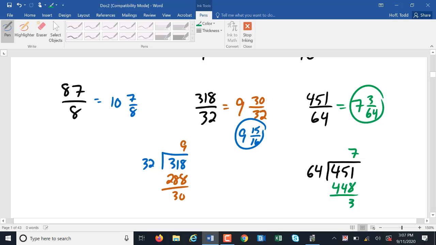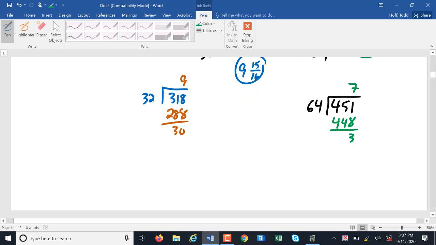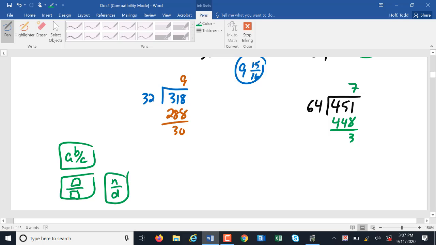Many of your calculators have a fraction function on them. If you have a Texas Instruments calculator, TI-30, it looks something like this, ABC. If you have a Casio or a Sharp, it might look like this, or sometimes it's a N over D key. There's a couple of different forms. If you have questions on your calculator, let me know.